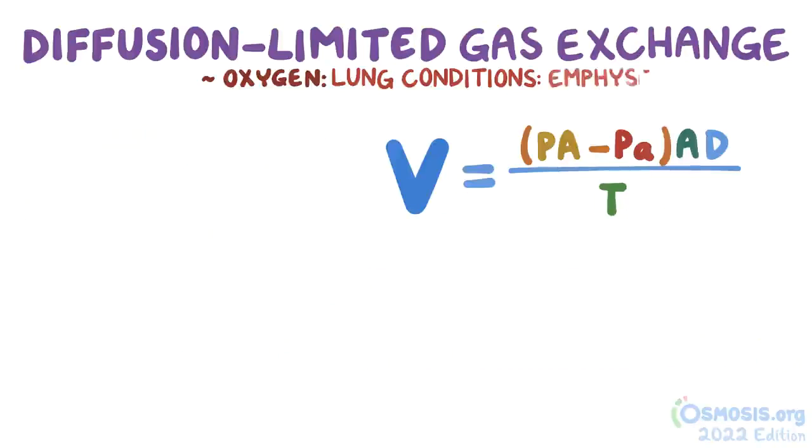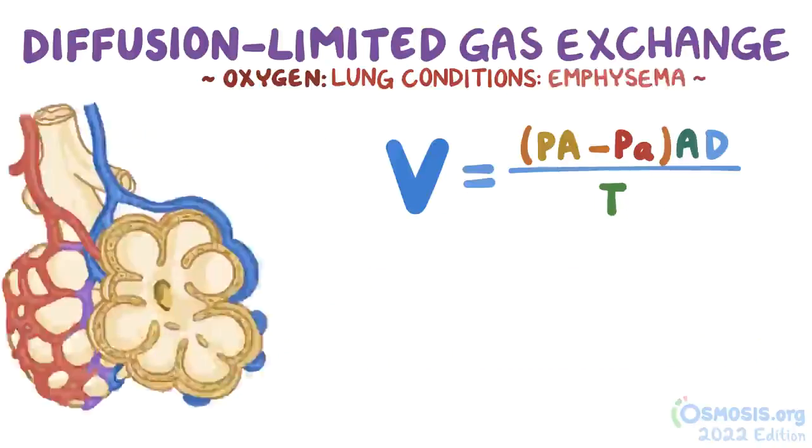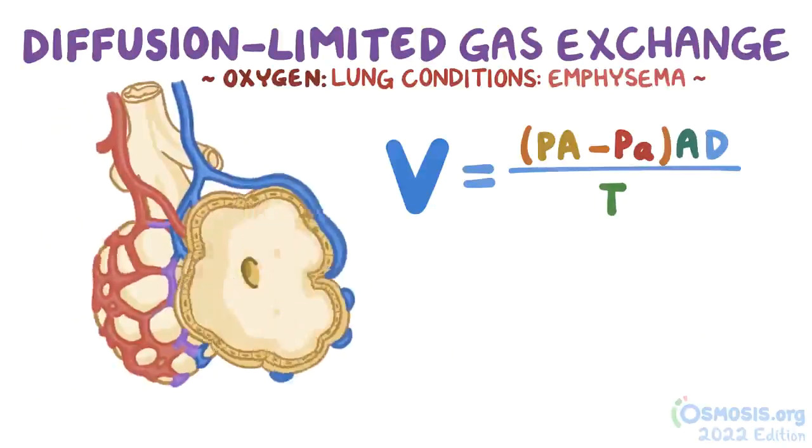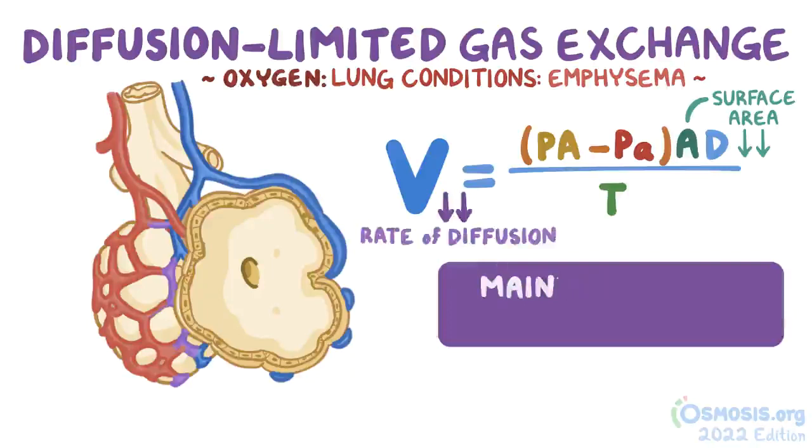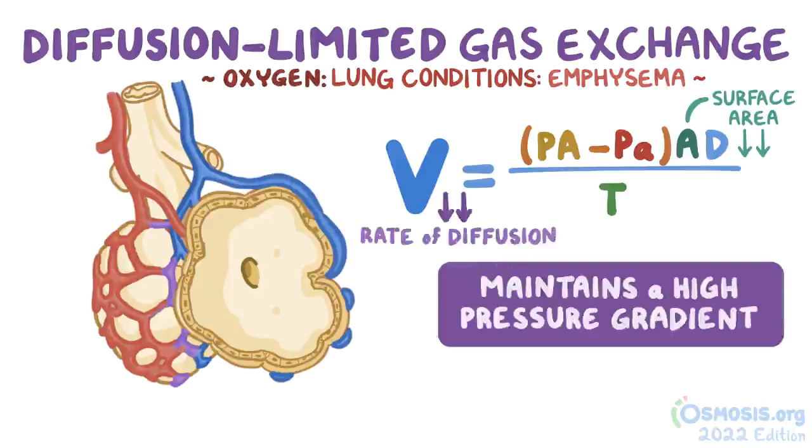Finally, there's emphysema. With emphysema, the alveoli are gradually destroyed, which reduces the total surface area that allows gas exchange. And, according to Fick's law, if there's less surface area for gas exchange to occur, the rate of diffusion decreases. This maintains a high partial pressure gradient, so it's another example of diffusion-limited gas exchange.